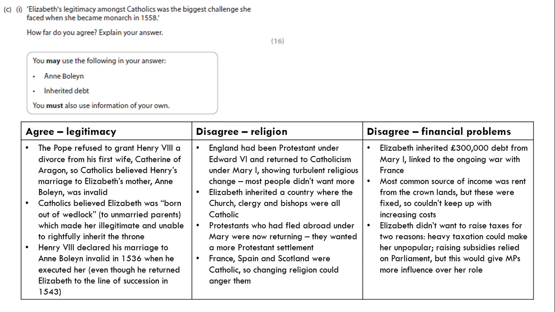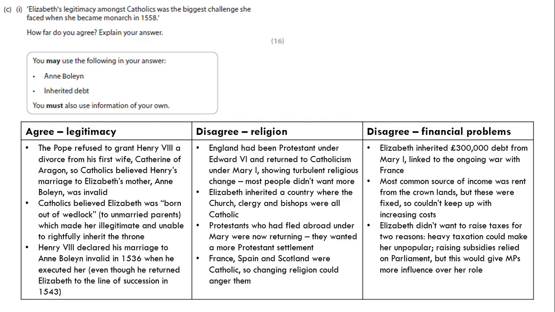And then finally, financial problems. £300,000 of inherited debt from Mary I. Mary had taken England to war with France, and much of that debt had been racked up from the unsuccessful war. Elizabeth's most common source of income was rent from the Crown lands, but as rents were fixed, it couldn't keep up with inflation and couldn't keep up with increasing costs. Now, a solution for Elizabeth to raise money would be to raise taxes, but it'd be unpopular for two reasons.